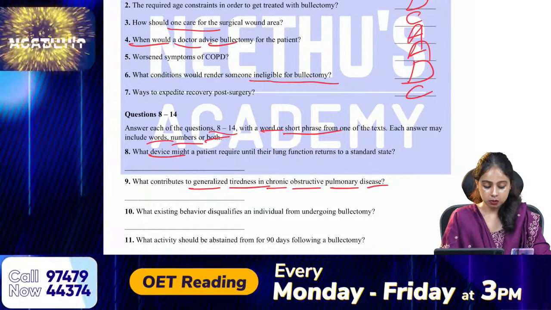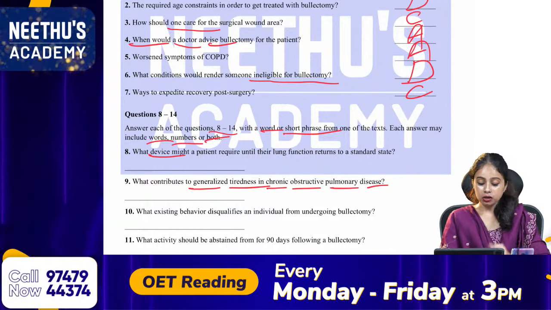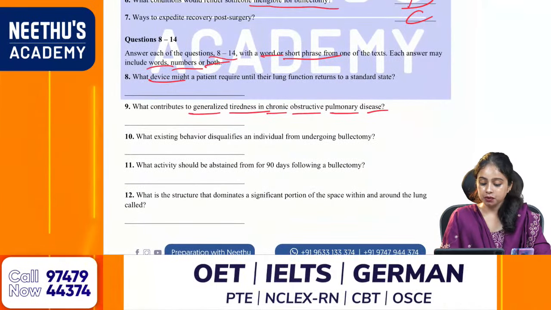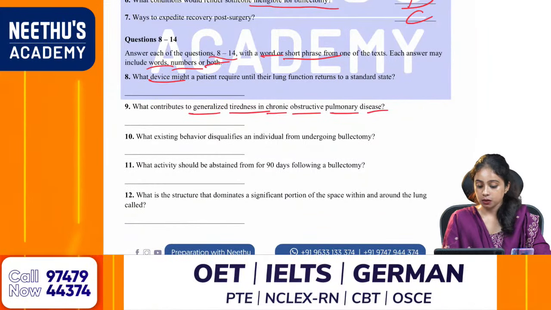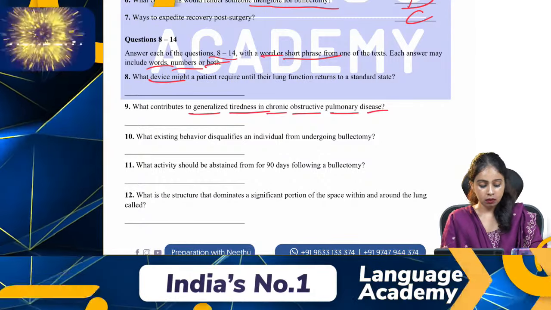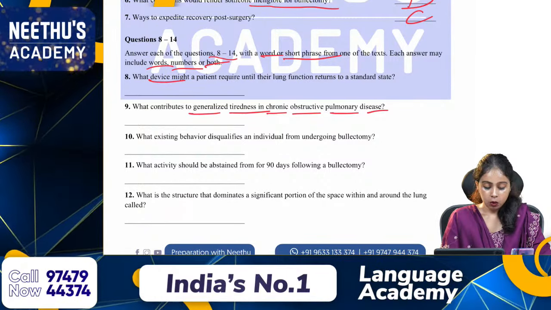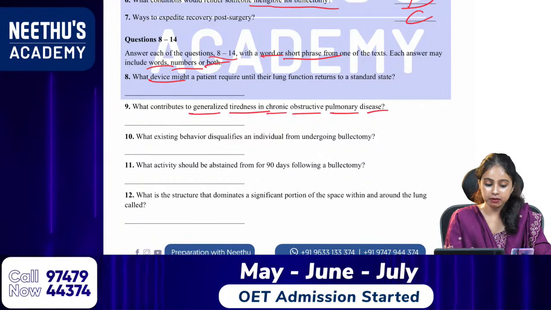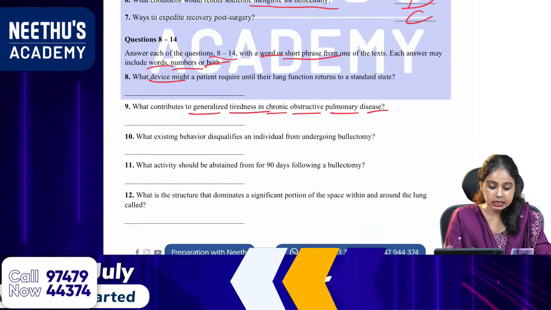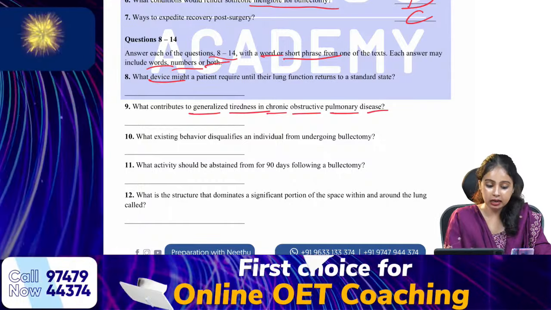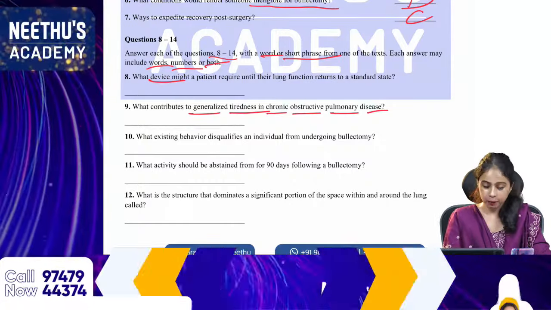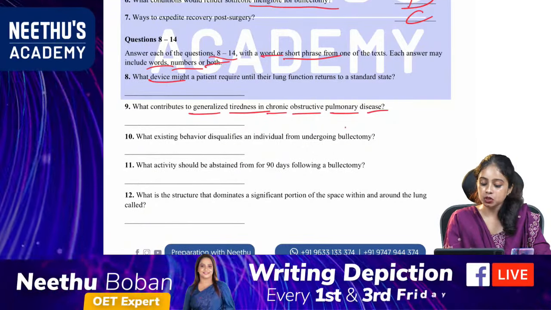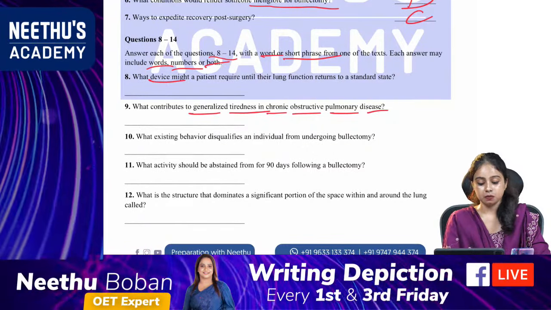Okay, from text A. So 10th question, what existing behavior disqualifies an individual from undergoing bullectomy? So what is the answer for the 10th question? Okay, Alpna, 5th point, general fatigue, very good. Sanida, second last line, very good. Grishma, second last sentence, very good, you got it. So what about the 10th question? What existing behavior disqualifies an individual from undergoing bullectomy?